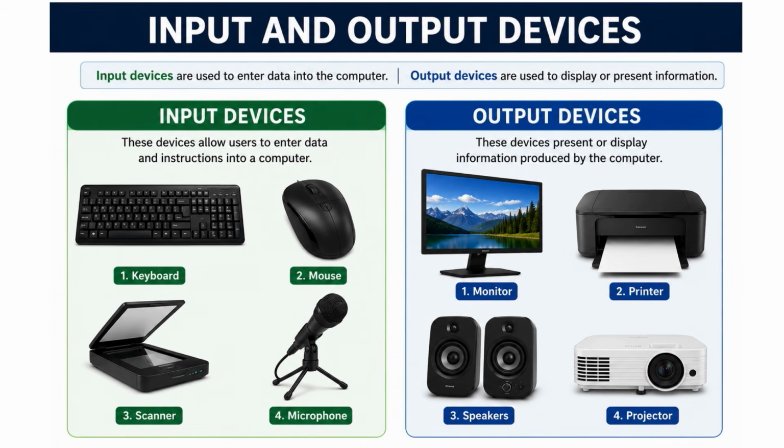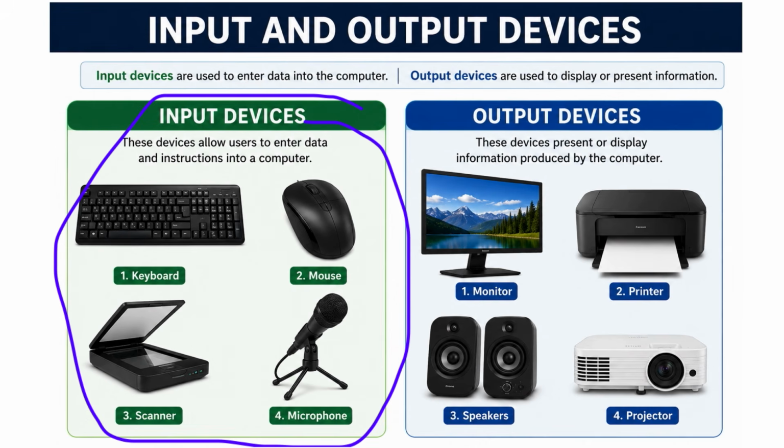A simple way to remember the difference is this. Think about what happens when you type a document. You use a keyboard to enter data into the computer. That's why a keyboard is called an input device. Similarly, when you move a mouse, scan a document, or speak through a microphone, you are providing data or instruction to the computer.